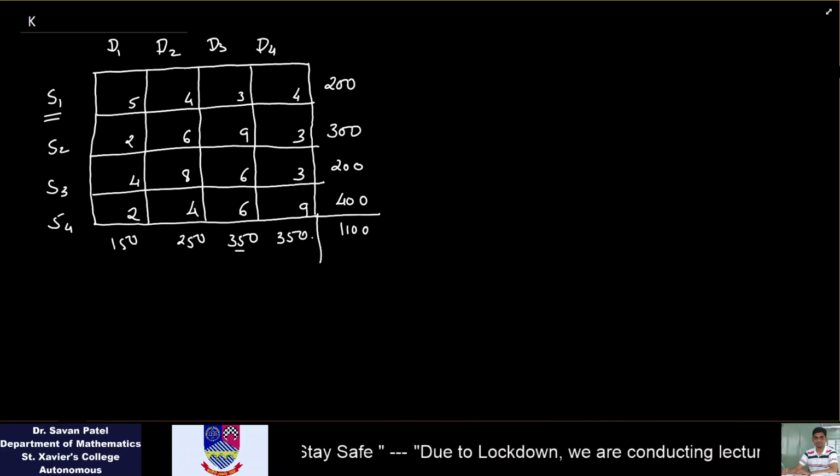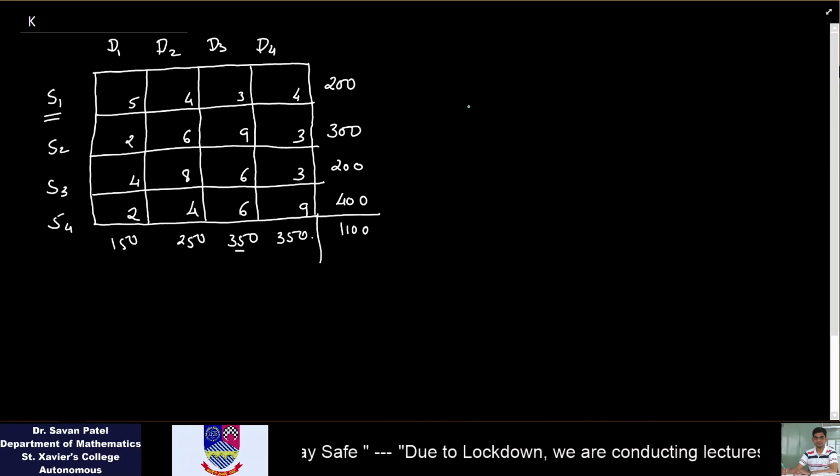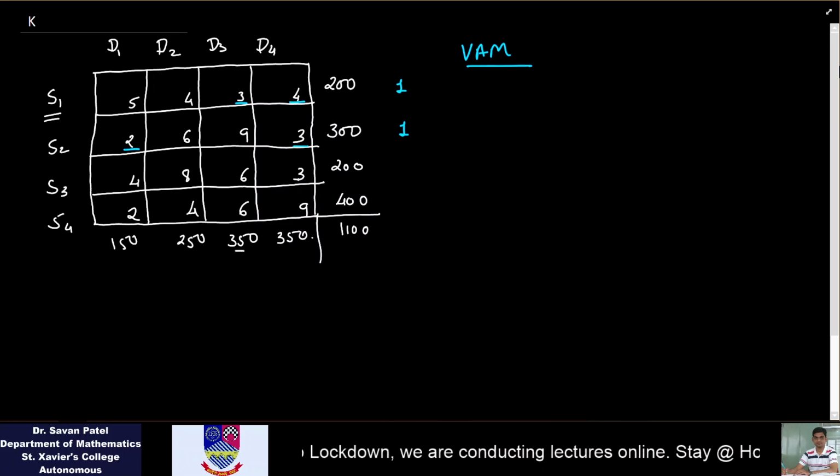Now we first apply Vogel's approximation method to reach the initial basic feasible solution via the shortest way, to reach the optimal solution. All we will do is find the minimum and next minimum. Here 3 and 4, so their difference is 1. Here minimum is 2 and next minimum is 3, so the difference is 1. Here minimum is 3 and next minimum is 4, so the difference is 1. Here minimum is 2 and next minimum is 4, so the difference is 2.